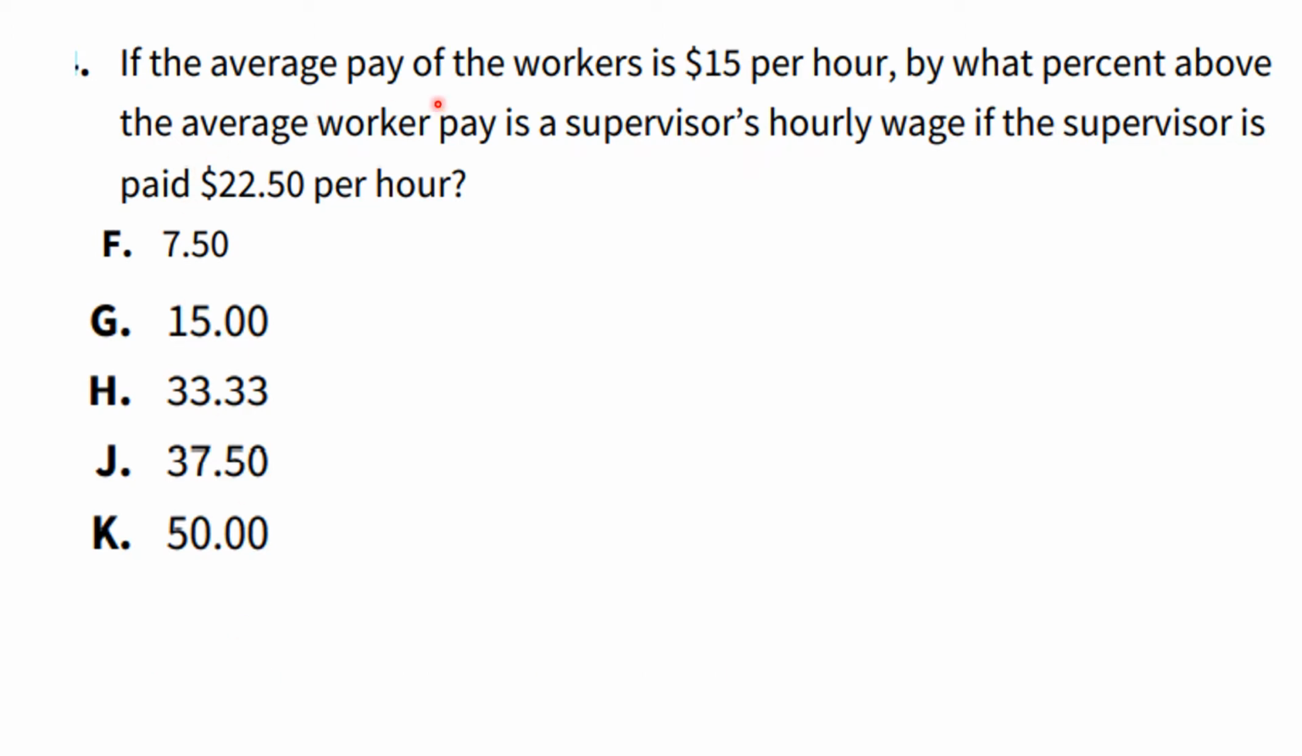If the average pay of the workers is $15 per hour, by what percent above the average worker pay is a supervisor's hourly wage if the supervisor is paid $22.5 per hour? So we basically want to know by what percent this is more than this, right? So how can we calculate that?